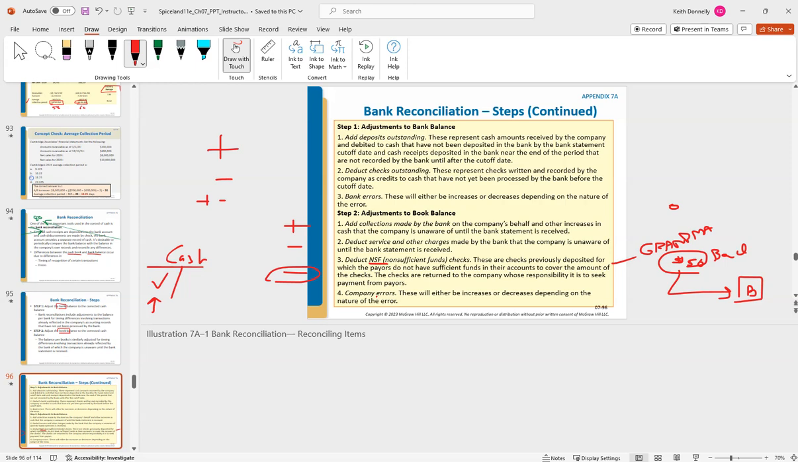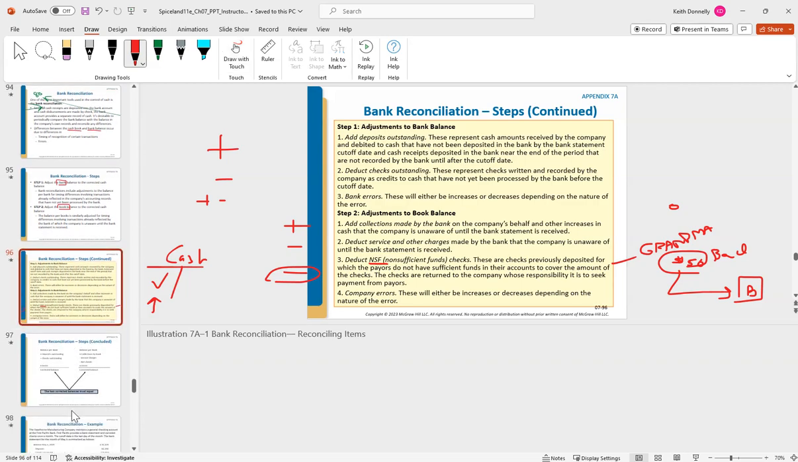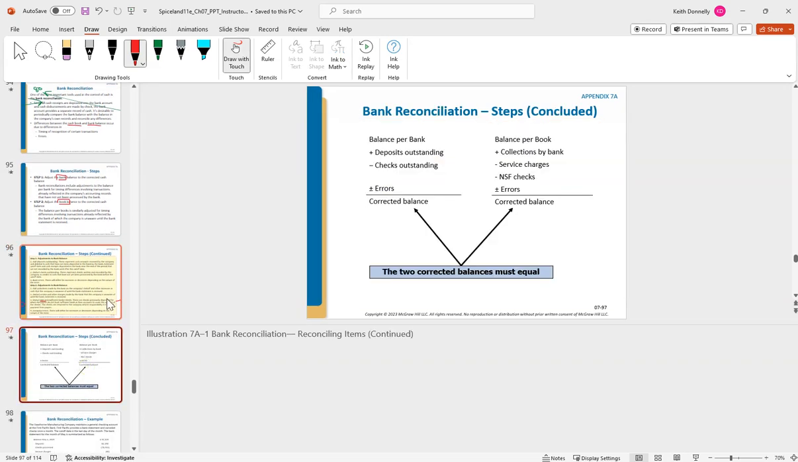And then finally here we have company errors. Again, that can go both ways, right? Maybe we transpose numbers, in our favor, not in our favor. So this is showing you, right? Maybe you open it up, you look at the bank statement, they say you have $70. On your books, right, it says you have $100.